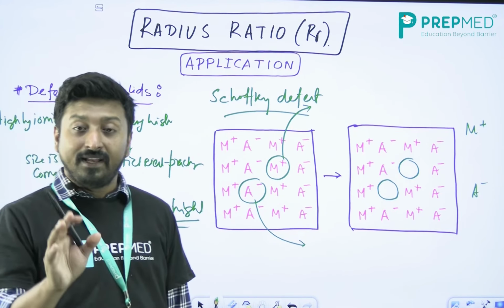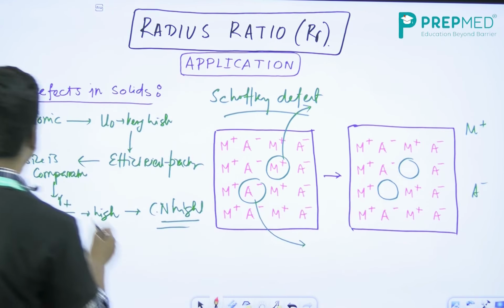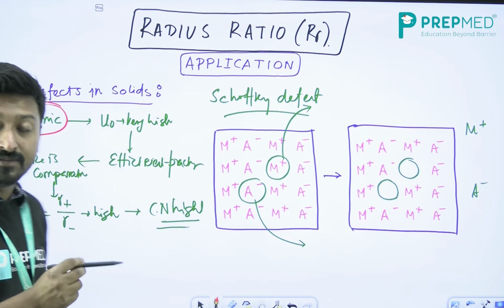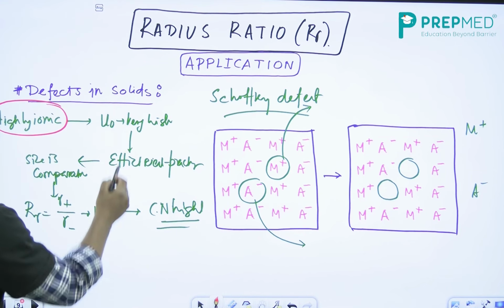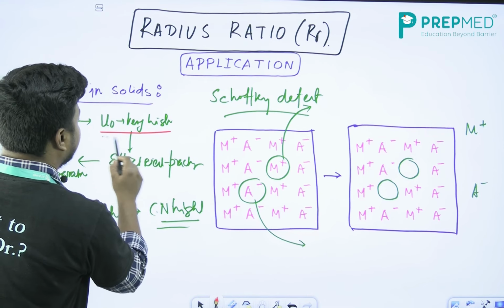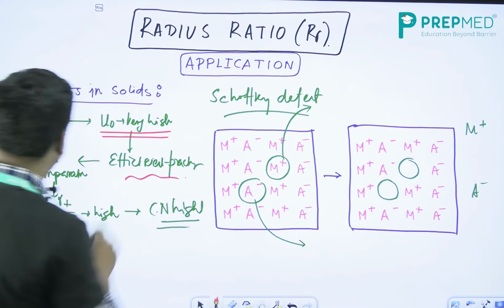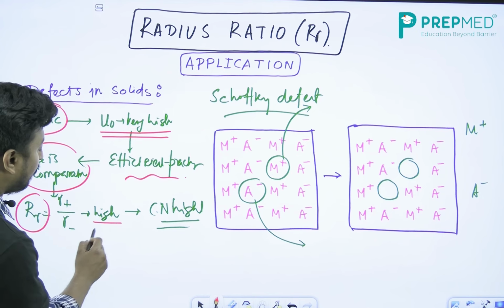So, mainly you have to remember very few important points here. Number one, this happens for very highly ionic systems like sodium chloride, potassium chloride, silver chloride, right? And in this case, your U0, that is the lattice energy, becomes very high, and there will be efficient packing, the size will be comparable, and the radius ratio will be very high.